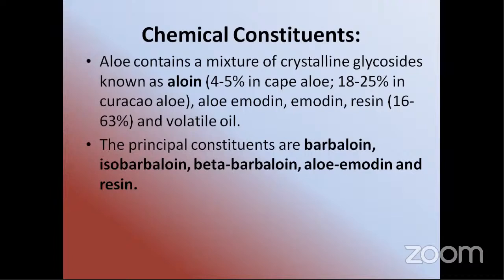It contains barbaloin as the chief constituent, and the percentage of aloin differs in different species: 4 to 5% is present in Cape aloe, and 18 to 25% is present in Curaçao aloe. The other constituents mainly present are aloe emodin, and resin 16 to 63%, and also volatile oil. As already discussed, the main principal constituents of aloe are aloin, barbaloin, isobarbaloin, beta barbaloin, aloe emodin, and resin.